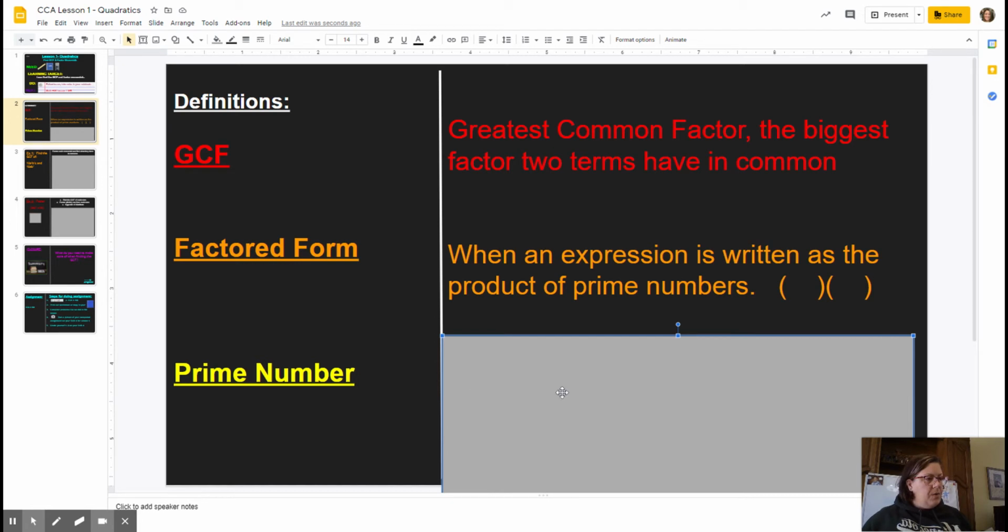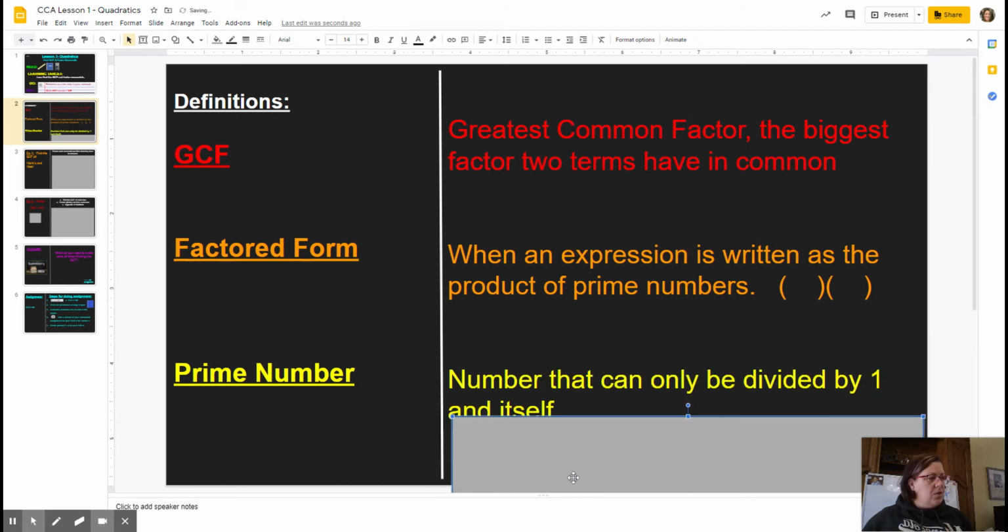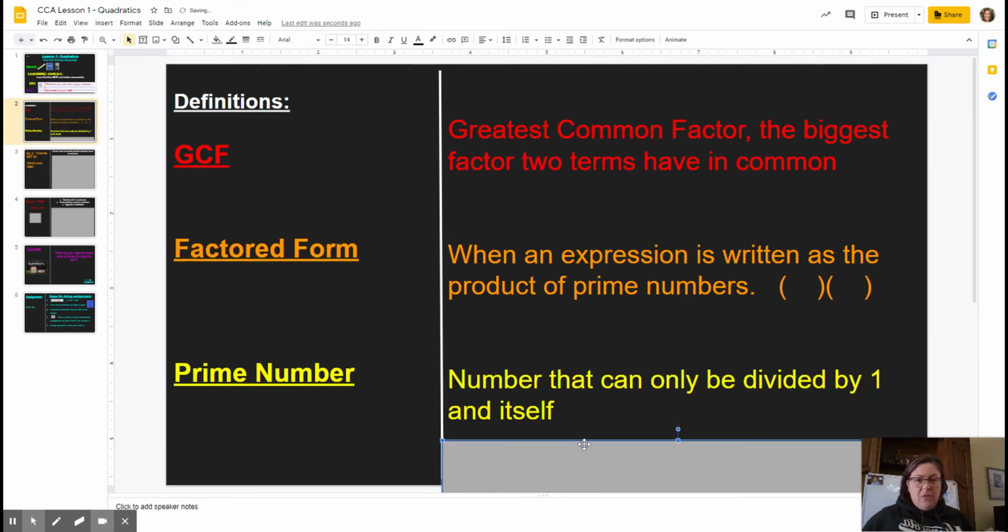Okay, and then our third term is a prime number. A prime number is just where it can only be divided by 1 and itself, because in order for us to factor something out completely and for it to be completely simplified, we need that term to actually be prime. So those are the 3 terms that we're going to work with today. We're going to focus a lot on factored form and expanded form and learning how we can factor out that greatest common factor.